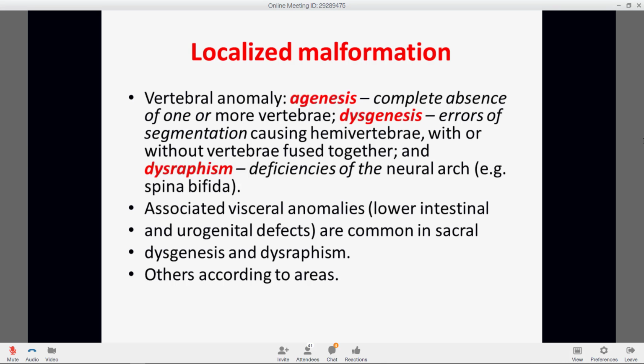Localized malformations. Vertebral anomalies: agenesis, where there is complete absence of one or more of the vertebrae; dysgenesis, an error of segmentation causing hemivertebrae, with or without vertebrae fused together; and dysraphism, deficiencies of the neural arch, e.g. spina bifida. Associated visceral abnormalities, lower intestinal and urogenital defects, are common in sacral agenesis and dysraphism, and other abnormalities according to the area.